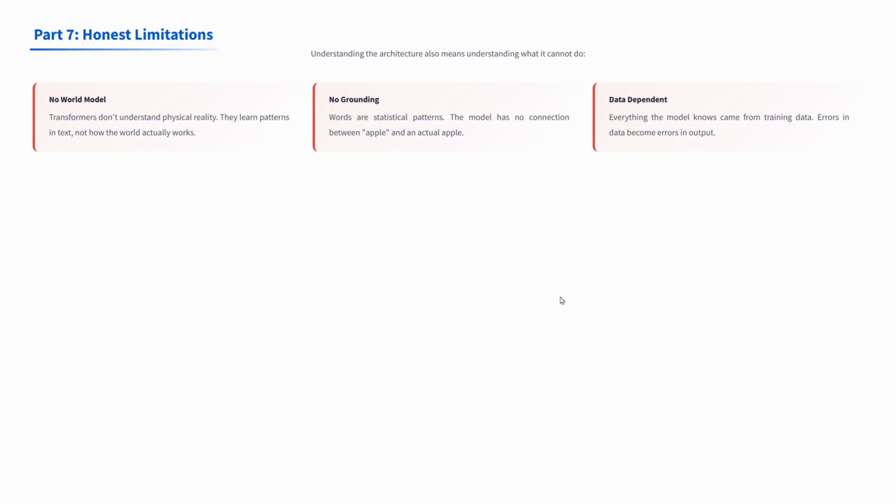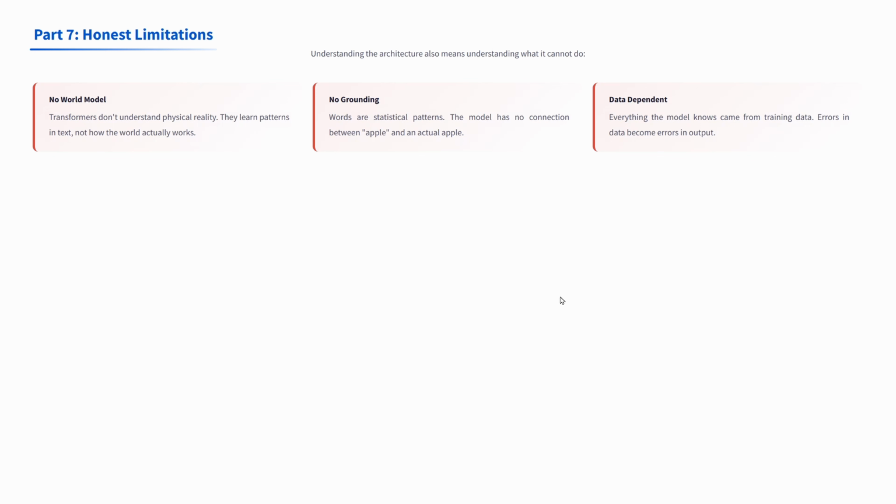Now that you understand how transformers work, let's be honest about what they can do and what they cannot. This matters for using these tools wisely. First, transformers don't have a world model. They learn patterns in text, but they don't understand how the physical world actually works. They can describe how gravity works because they have read about it, but they have no intuition for physics.